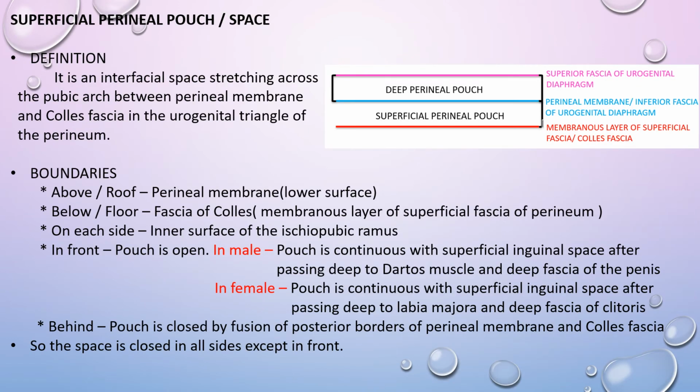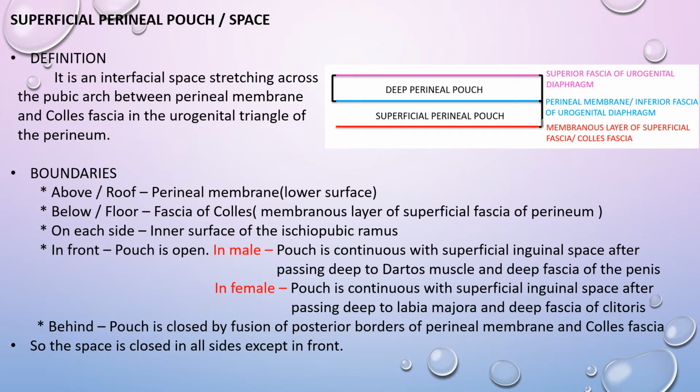Coming to the superficial perineal pouch or superficial perineal space. By definition, it is a fascial space stretching across the pubic arch between the perineal membrane and Colles fascia in the urogenital triangle of the perineum.